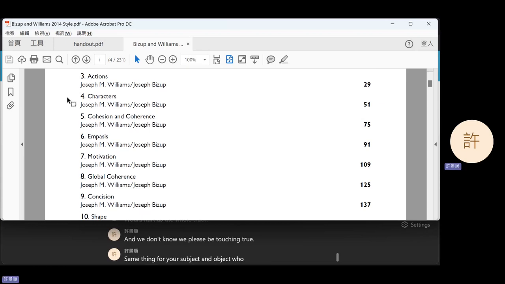Same thing for your subject and object. Who are you talking about? What are you talking about? Those things should be your main subject and your main object. Make the grammar match your ideas and information.